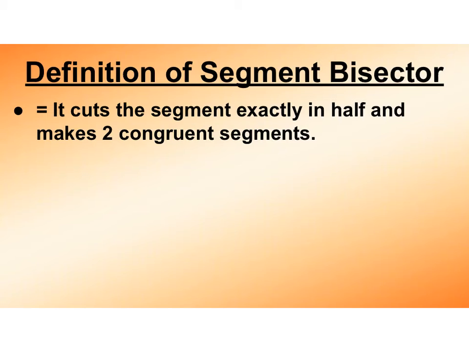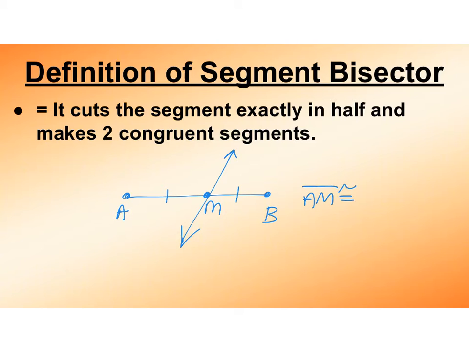Definition of a segment bisector. So a little bigger than a midpoint, but it still is going to break a segment exactly in half and make 2 congruent segments. So this picture, if I had segment A, B, and now either I have a segment or a line or a midpoint, that is the segment bisector. It's going to cut it in half. We'll say that it cuts it at its midpoint M. It's going to create 2 congruent segments, AM congruent to BM.